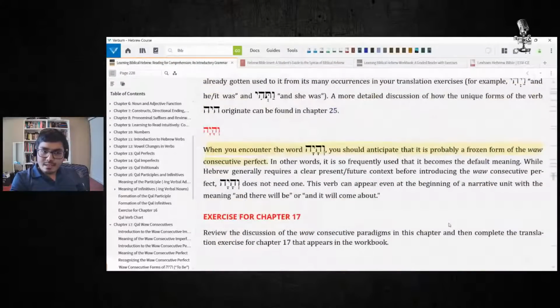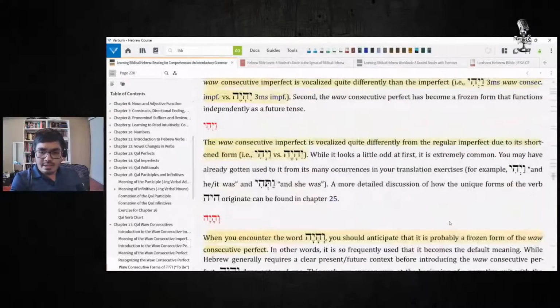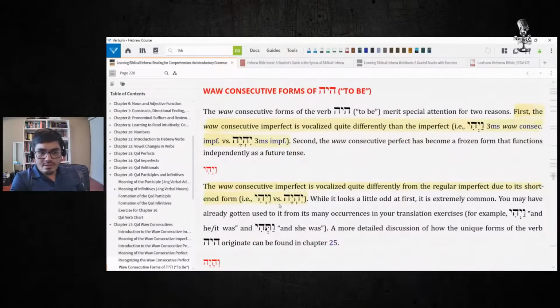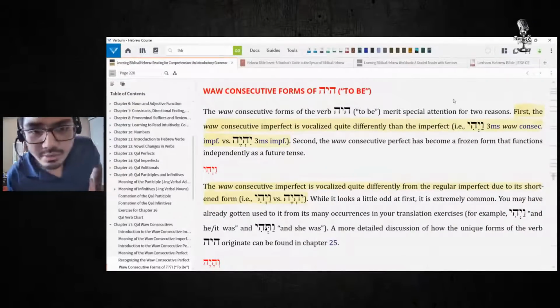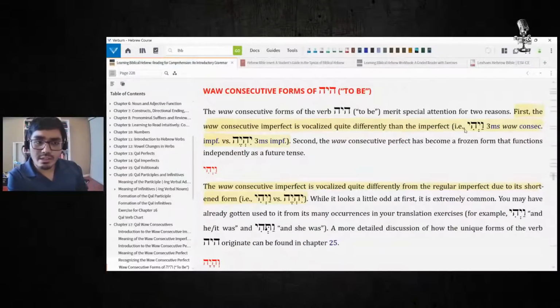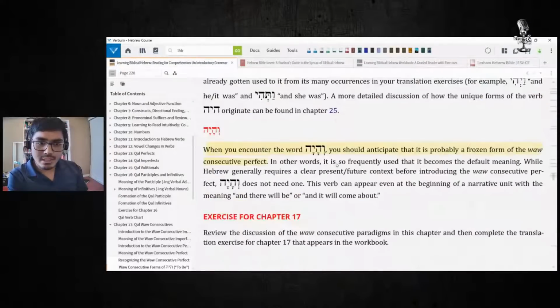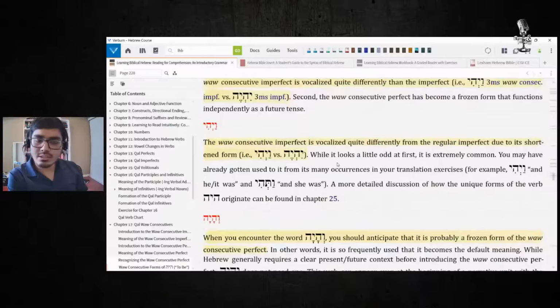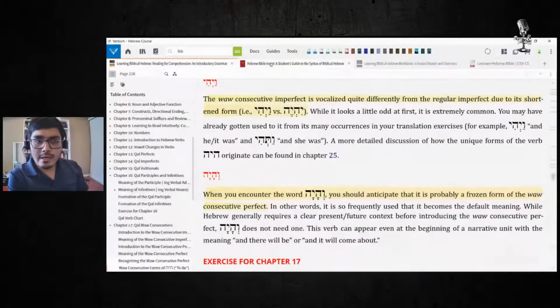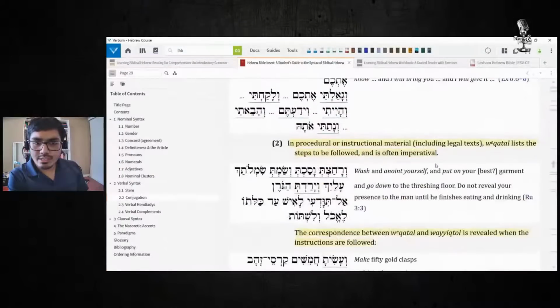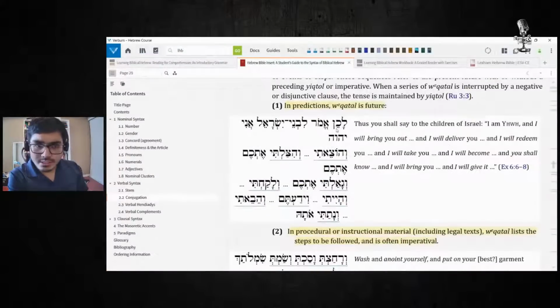And this is what I already explained earlier. Vayhi is an irregular form for the vayiktol form of haya rather than yihye. There are other examples, but this is the most common one that you'll run into. Let's look at a few other examples of the vekatal here.